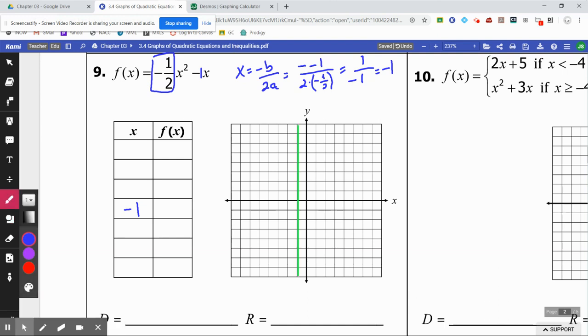Now let's plug that value into our original to figure out what our vertex is. So you have f of negative 1. That'll be negative 1/2 times, we've got to do negative 1 squared, which is 1.